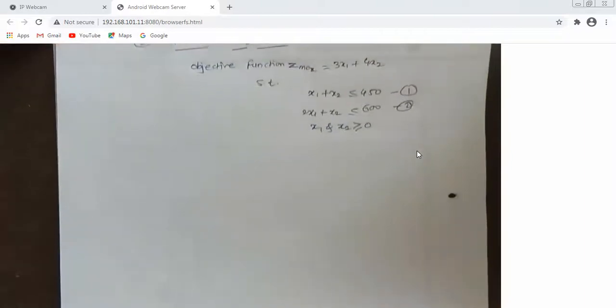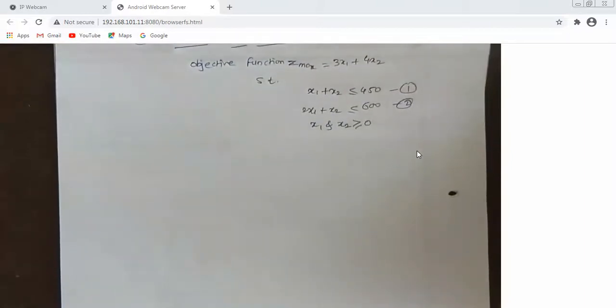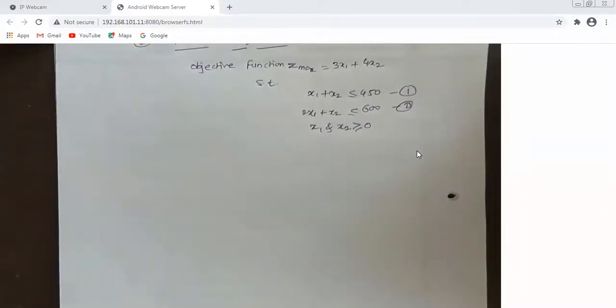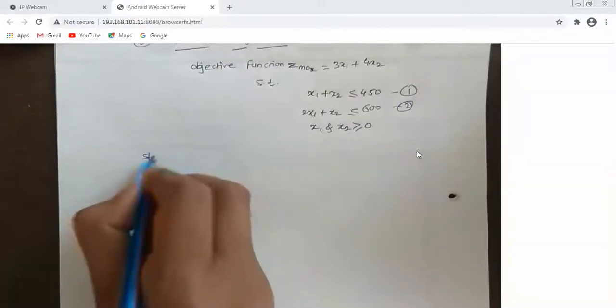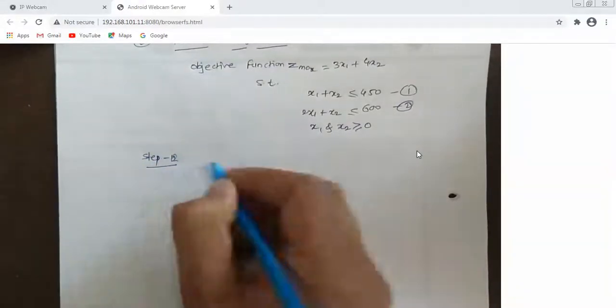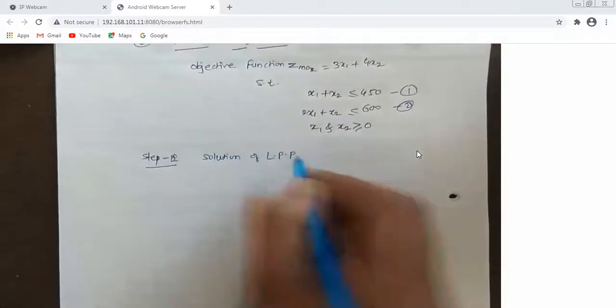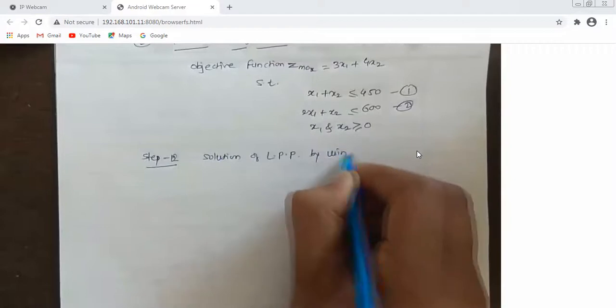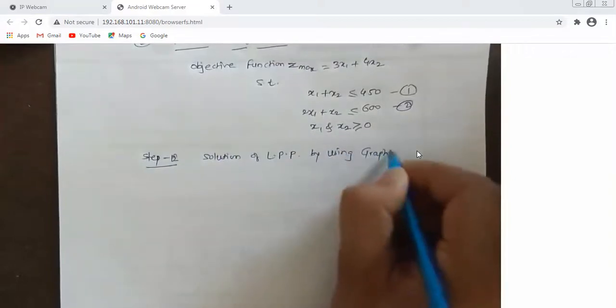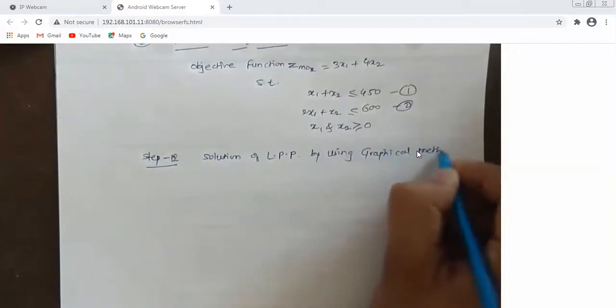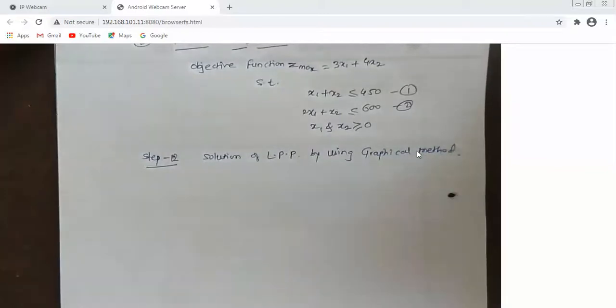Okay. So this is nothing but the first step, that is formulation of LPP. Now we'll go for step number 2. What is step number 2? That is solution of LPP by using the graphical method. So for the purpose, I will draw the x and y coordinates.